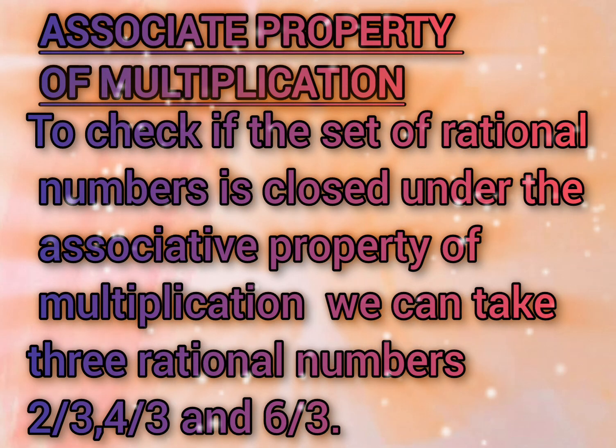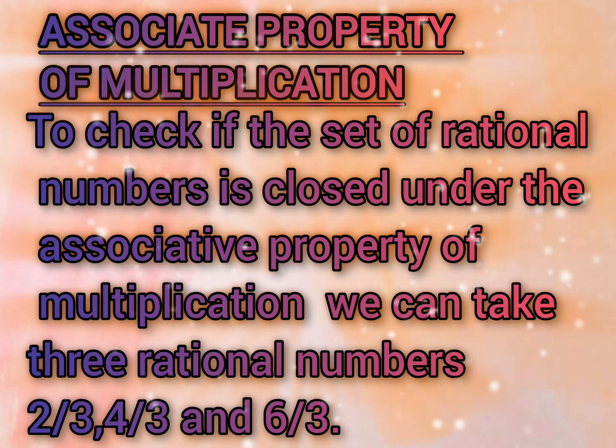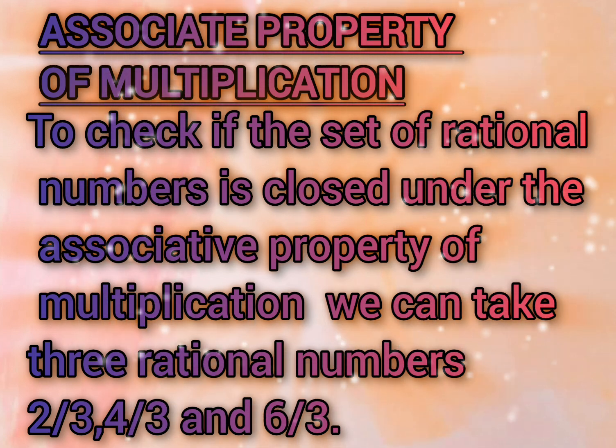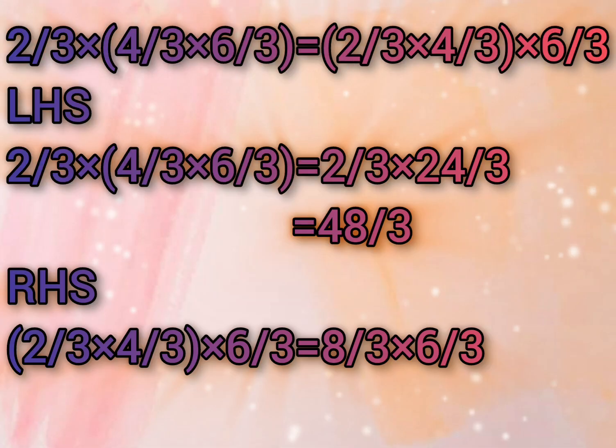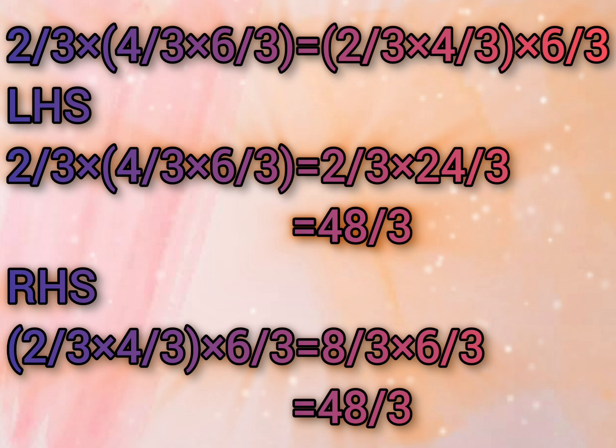Associative property of multiplication. To check if the set of rational numbers is closed under the associative property of multiplication, we can take three rational numbers 2/3, 4/3 and 6/3. Now we will calculate 2/3 × (4/3 × 6/3), which is equal to (2/3 × 4/3) × 6/3.